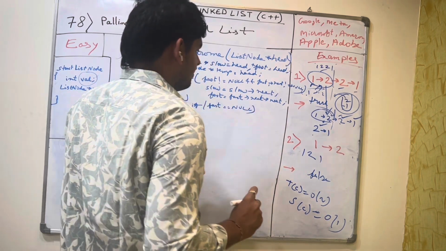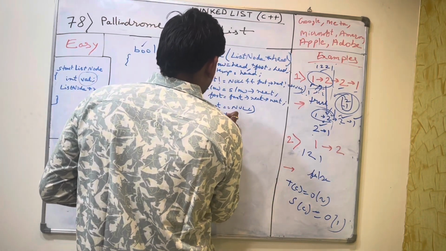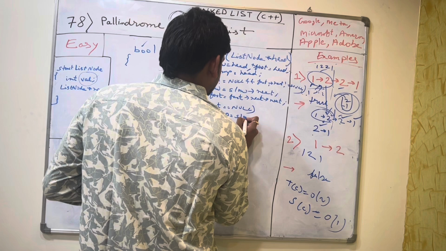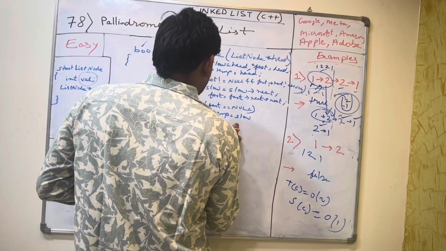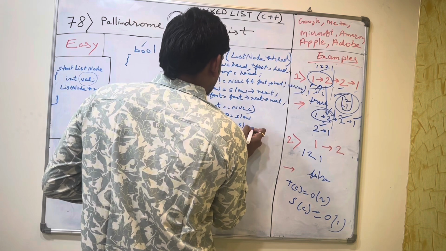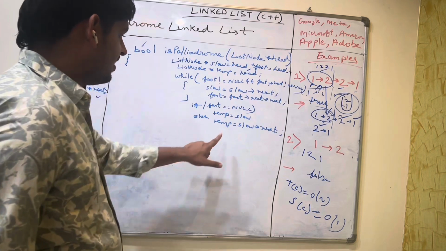So if fast is null, then what will happen? We will make temp is equal to slow. What we have done, you will understand now. Else we will make temp is equal to slow next. So what we have done here?